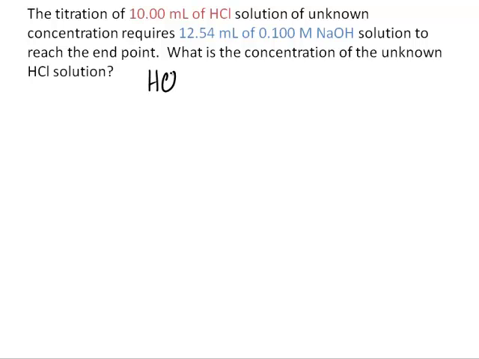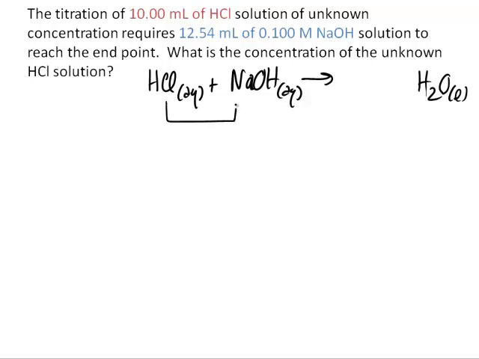So we know that HCl is going to react with sodium hydroxide to produce our water and salt. And we can see that sodium is going to combine with chloride to make sodium chloride. So here's our molecular equation, and of course our net ionic equation would be H plus and OH minus. Okay, this is balanced, so it's a 1-to-1 ratio.